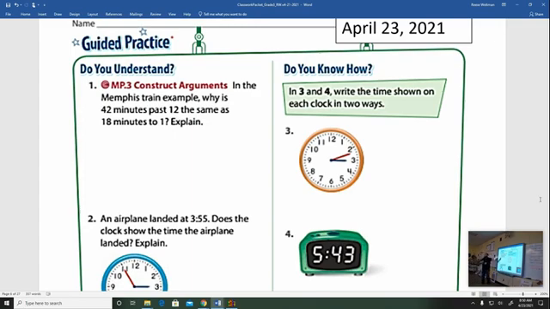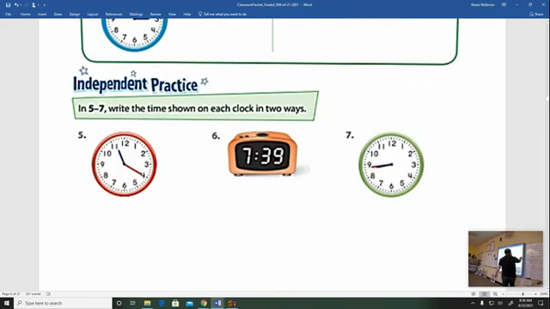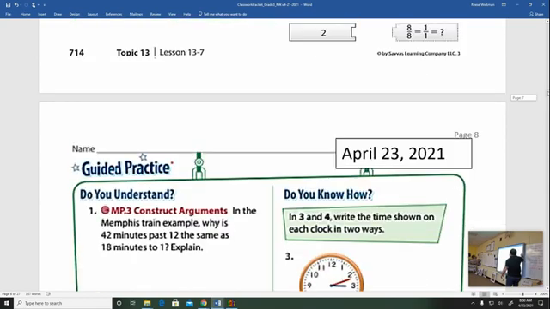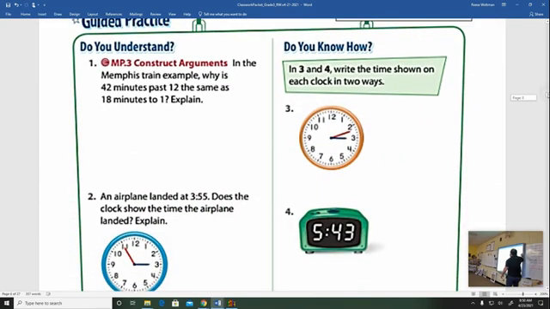Guided practice. We're going to look at this together. Everybody should be on this page right here. April 23rd, 2021. Or if you are in your workbooks, page 741. So, guided practice for today. In the Memphis train example, why is 42 minutes past 12 the same as 18 minutes to 1? Explain. Remember, explain means I want to see caps, capitalization, accuracy, punctuation, spelling. I want to see at least one complete sentence to explain that to me.